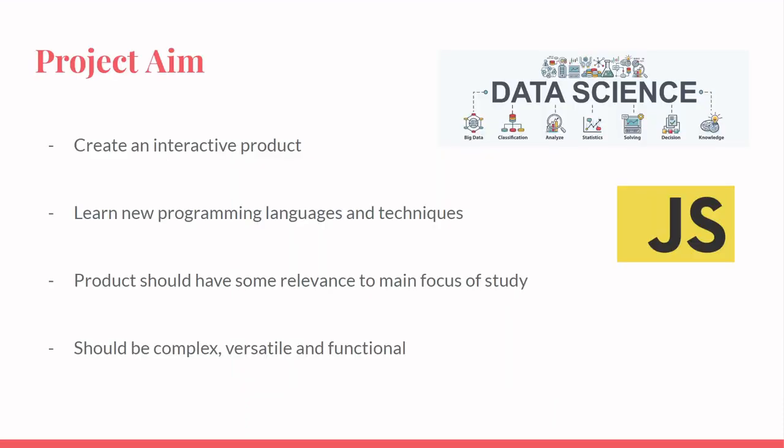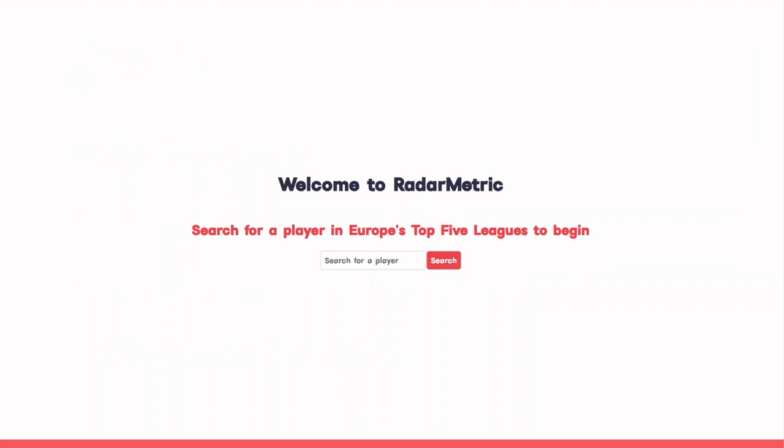The aim of the project was to use techniques that we were not familiar with, as well as our own experience, to create an interactive product. The interactive product should also have some relation to our main focus of study, and it should be complex, versatile, and functional. And so I decided to create Radar Metric, a football data comparison site.